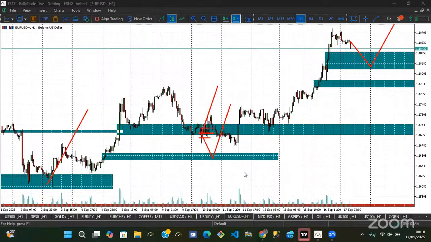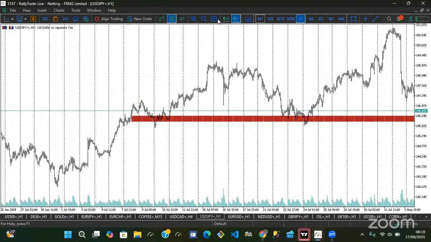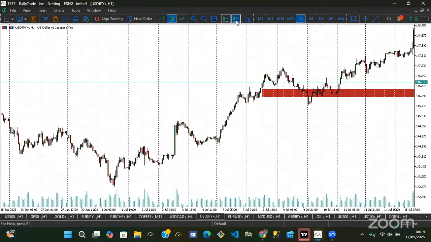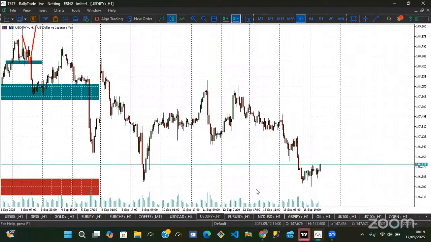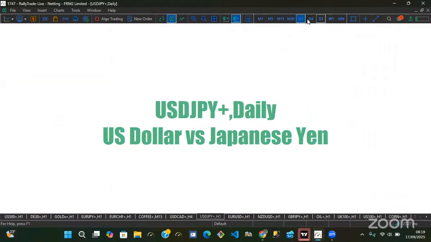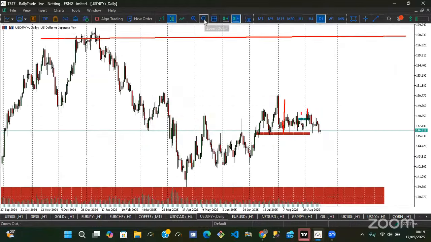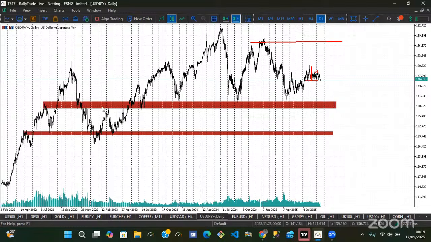Then let's look at USD JPY. USD JPY should be the opposite. You see price has been doing some massive retracement. Let me start from my daily. You see that price is trapped between these ranges, this range, this range, this range here.